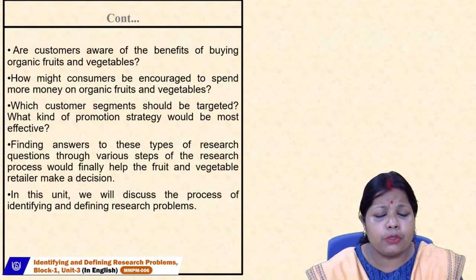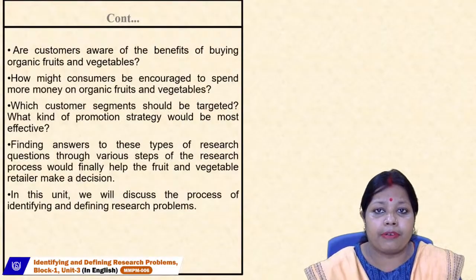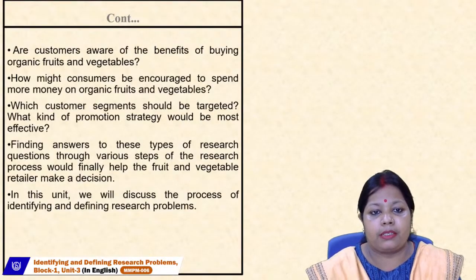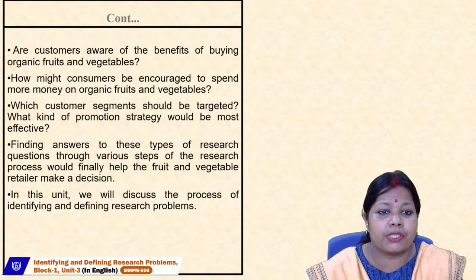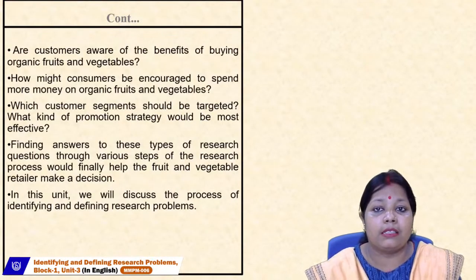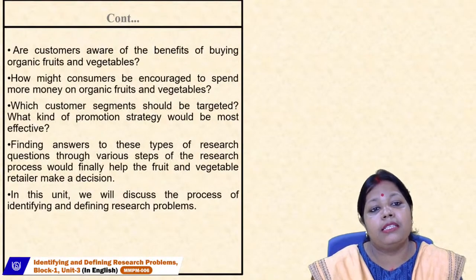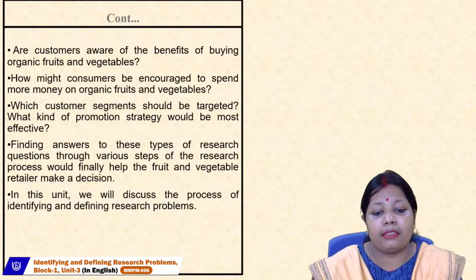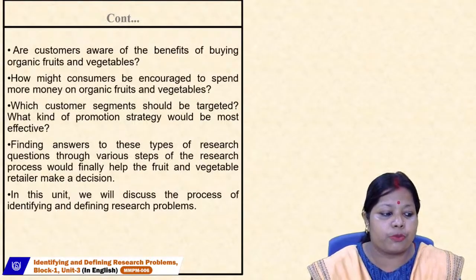So the research process says the first step, defining the question, is most important. Once we know the questions, or once we define the questions, then we'll be able to find the solution or to get the answer to these questions. So it is the most vital role in the research process to identify the research problem, which we are going to discuss in this unit, how we will identify the research problems, and then how we will convert it into research problems.